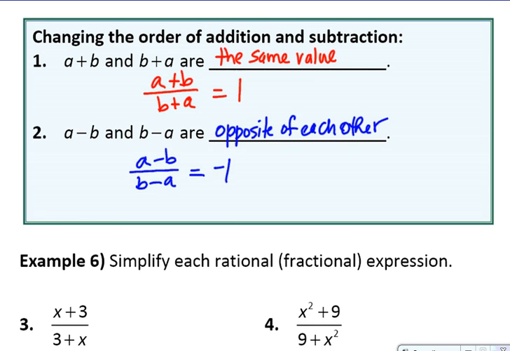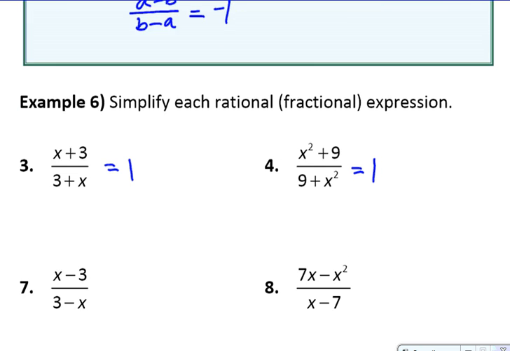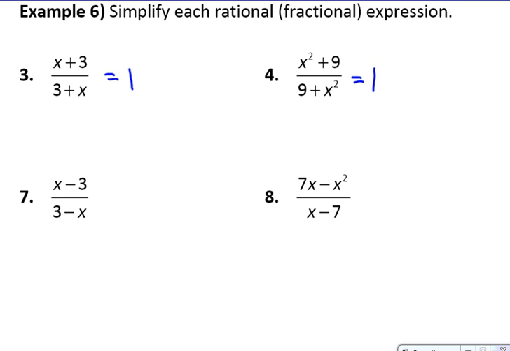All right, so just a few more problems. We'll look at this example here. x plus 3 and 3 plus x are the same numbers, just different order, and so they are going to cancel to be 1. x squared plus 9 and 9 plus x squared, again, same things, just a different order. They will cancel each other to be 1. But x minus 3 and 3 minus x, same numbers, but in an opposite order. This is the subtraction where the order's reversed. So they will cancel each other, but they're going to cancel to be negative 1.